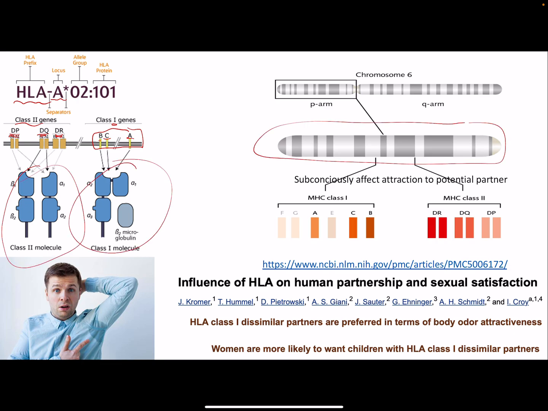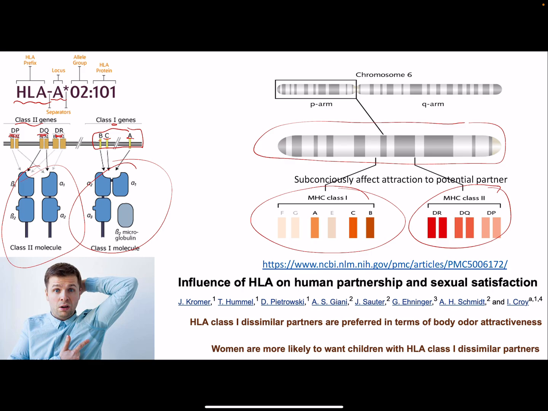Just another picture kind of showing the same thing. We have one chromosome and it's got a bunch of our HLA types for one type of MHC and then HLA types for a different type of MHC. So these are going to be highly variable between people, and the highly variable nature is actually good.